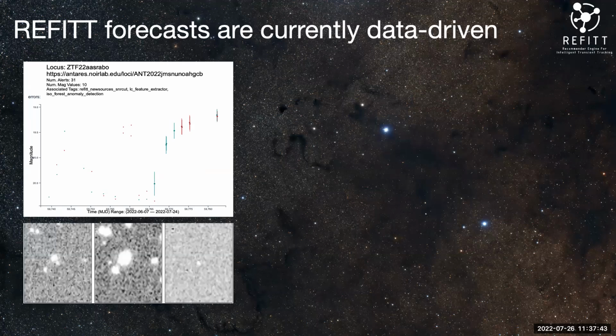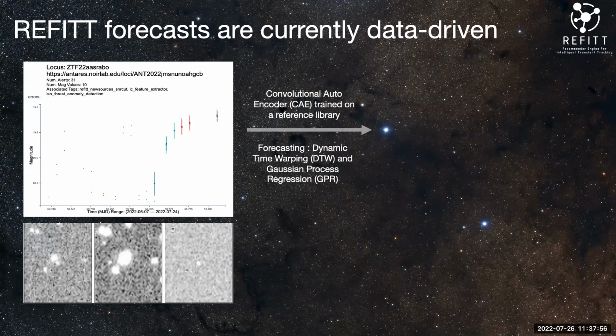So here is an example of a ZTF event which is currently live. Each alert corresponds to the difference imaging between the science image and the template image. So it's the difference imaging which is here.